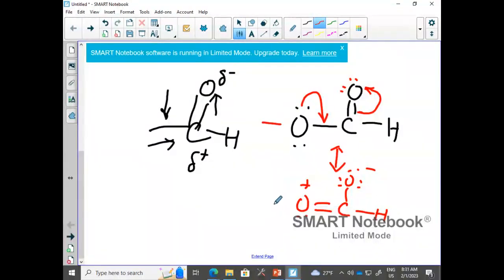So if here we have something connected, the left side oxygen is going to have a positive charge, and the top oxygen is going to have a negative charge. But this is called the resonance effect.